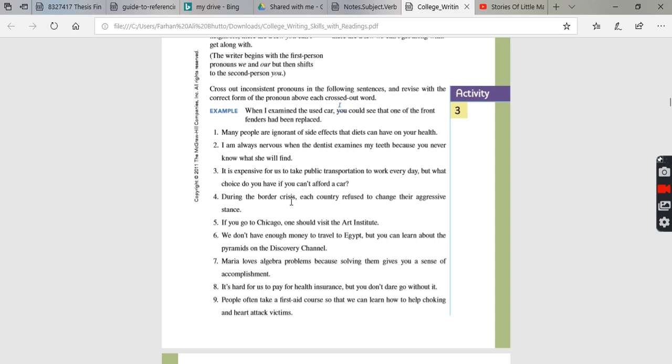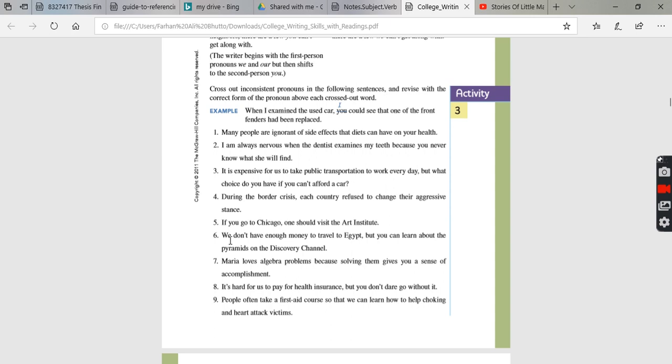4. During the border crisis, each country refused to change their aggressive stance. The correct sentence would be, during the border crisis, each country refused to change its aggressive stance. Each country, its aggressive stance. 5. If you go to Chicago, one should visit the Art Institute. I think it's very simple. If you go to Chicago, you should visit the Art Institute.